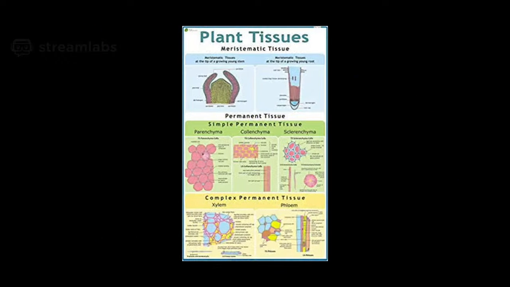And the plants have very specific plant tissues like meristematic tissue and permanent tissue. Permanent tissue is again divided into simple permanent tissue and complex permanent tissue, and very important tissues are complex permanent tissues, that is xylem and phloem. Xylem conducts water, phloem conducts food.